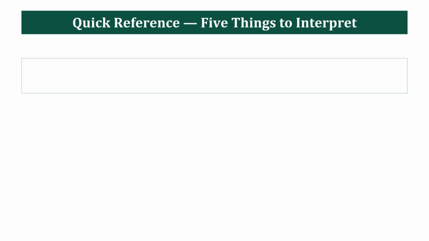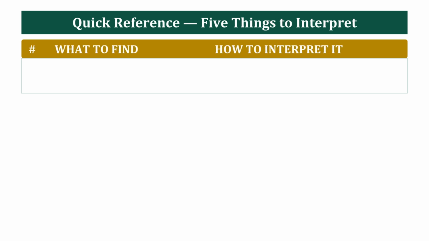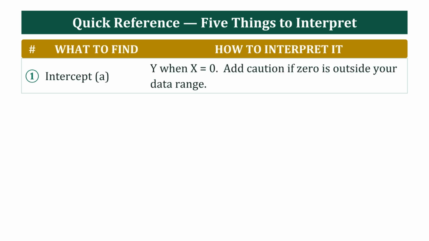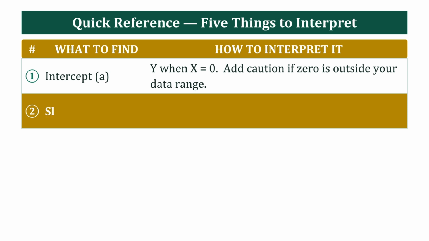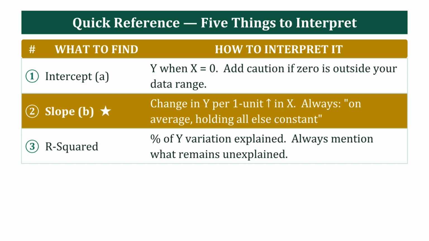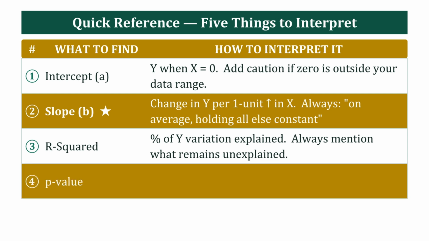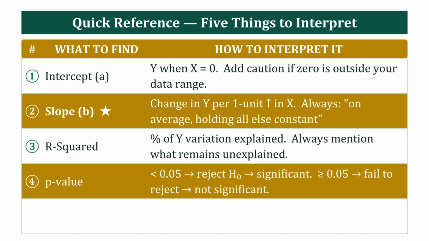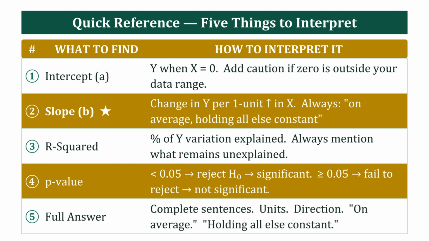In every regression output, there are 5 things you must find, understand, and interpret. Here they are. 1. Intercept. Y when x is 0, add the caution. 2. Slope. Change in y per 1 unit increase in x on average, holding everything else constant. 3. R squared. Percentage explained, always mention what's left over. 4. P-value under 0.05, significant. At or above, not significant. 5. The full answer, complete sentences, units, direction, on average, holding all else constant.